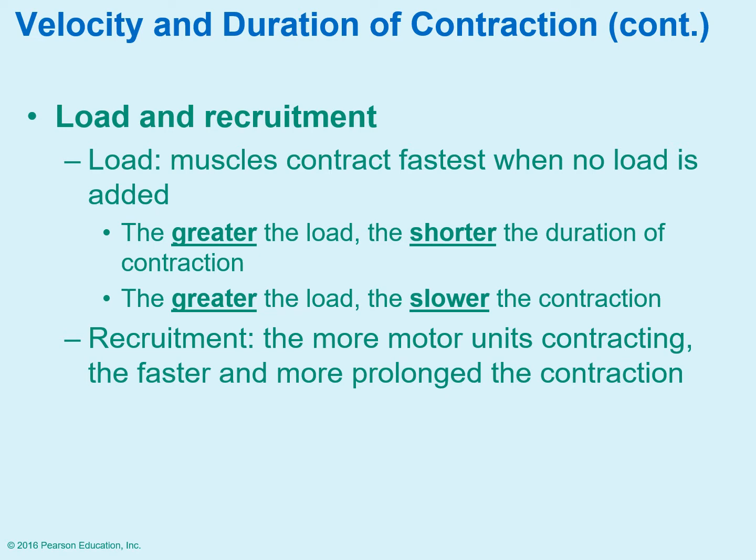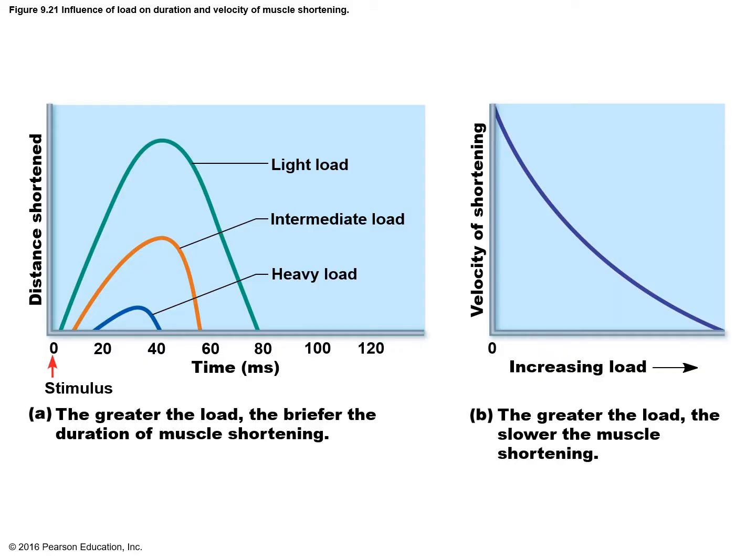Load and recruitment. Load refers to muscles that contract fastest when there is no load added. The greater the load, the shorter the duration is going to be. The greater the load, the slower the contraction is going to be. Recruitment deals with the more motor units contracting, the faster and more prolonged the contraction is going to be. And that is shown here in a graph.